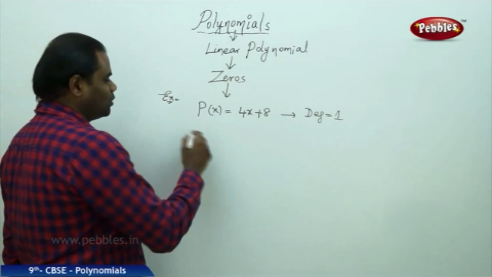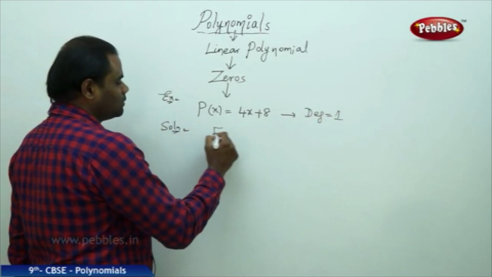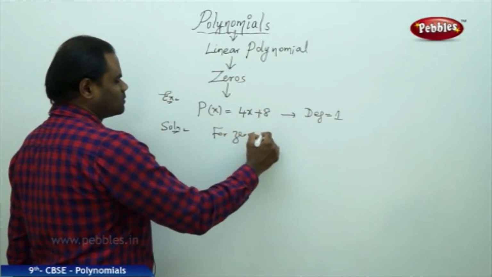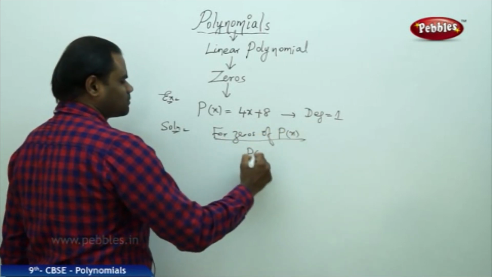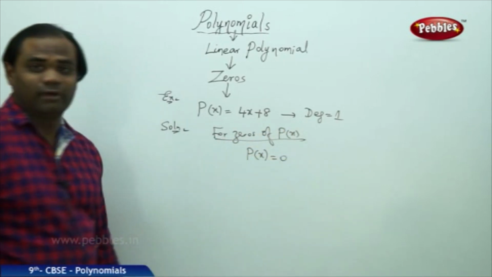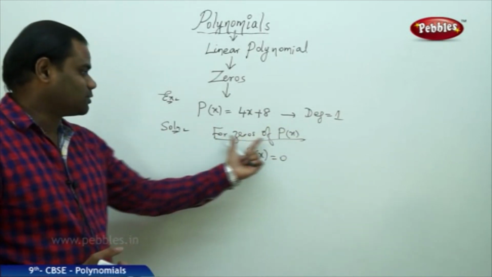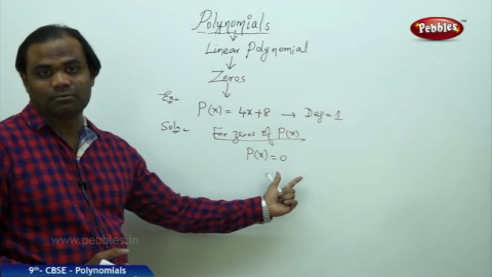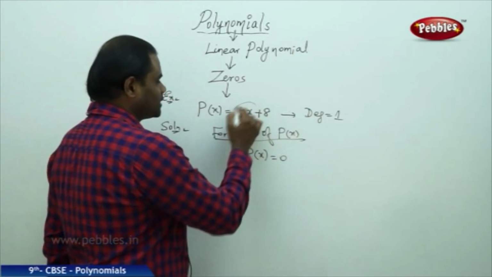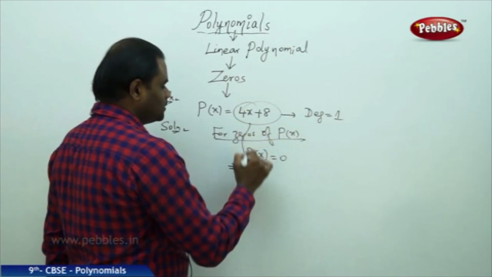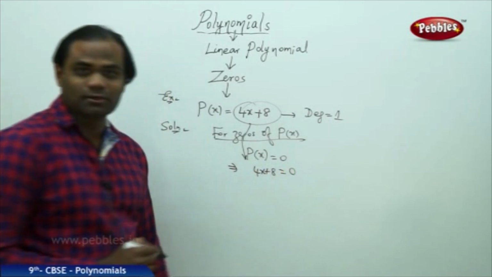So in this case, in order to find the zeros of this polynomial, for zeros of p of x, the condition is p of x equal to 0. We know that as the basic definition. So for zeros, p of x must be equal to 0. And p of x here is 4x plus 8, which is equal to 0.